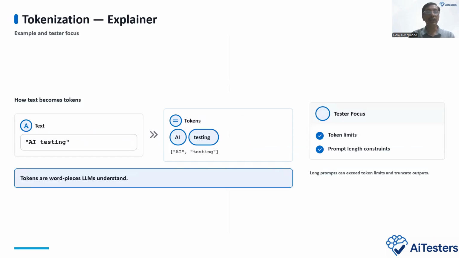Tokenization. So, tokenization is the process of breaking text into smaller units the model can understand. In this example, the phrase AI testing becomes separate tokens that the model can process as word pieces. This matters for QA because token limits affect the prompt length, memory, truncation, and sometimes even cost. Testers should be aware that long prompts may be cut off or processed differently once token limits are reached.